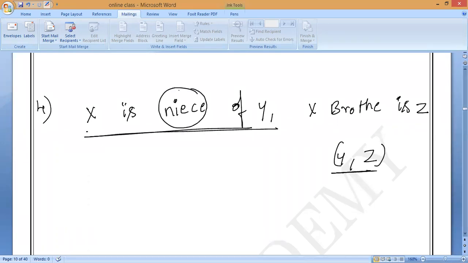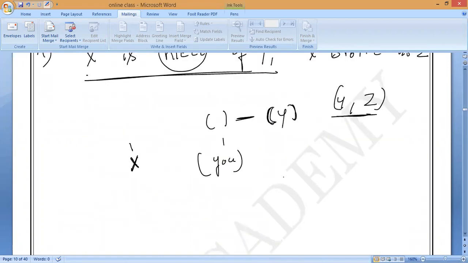Niece is male or female? Female. See, X has a mother. Suppose X is like you. Your mother or father's siblings. Sibling is Y. Do you understand this one? X is niece of Y.